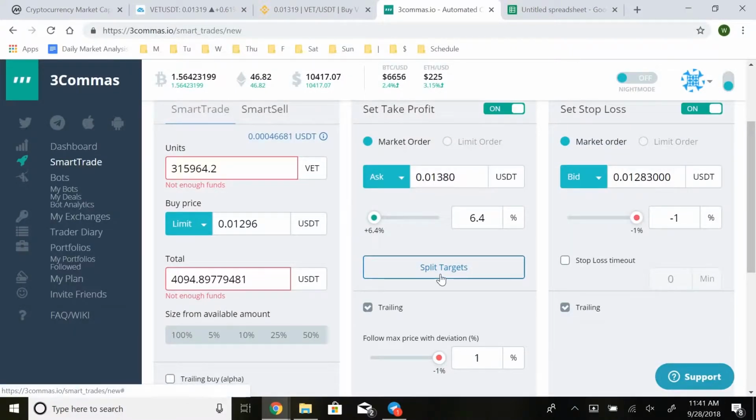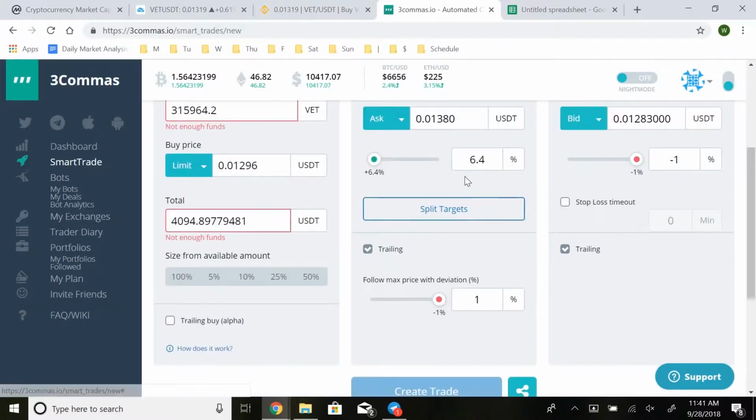And there's a bunch of cool things you can do here. You can split the target, so you could sell like 25% at 1360, 50% at 1380, and 100% or the rest of the percentage at 1400, whatever you want to do. With 3 Commas, it actually automates the whole process once you set the rules using the API key.